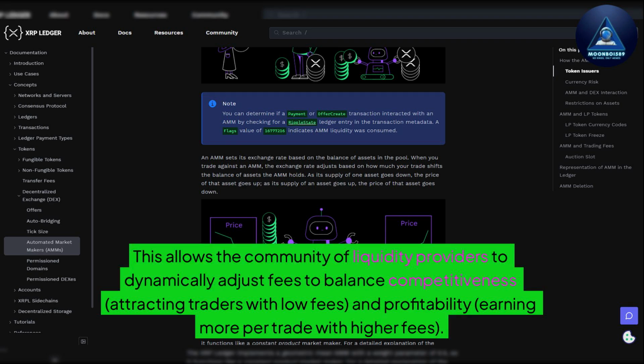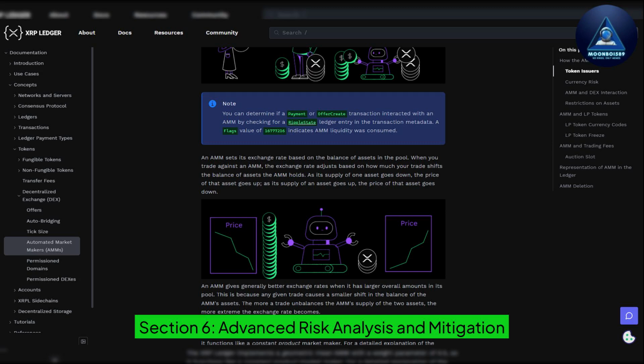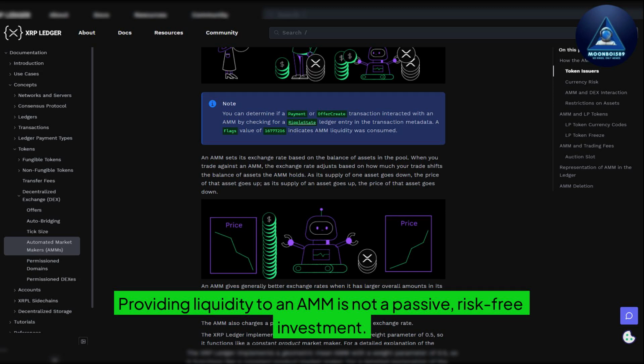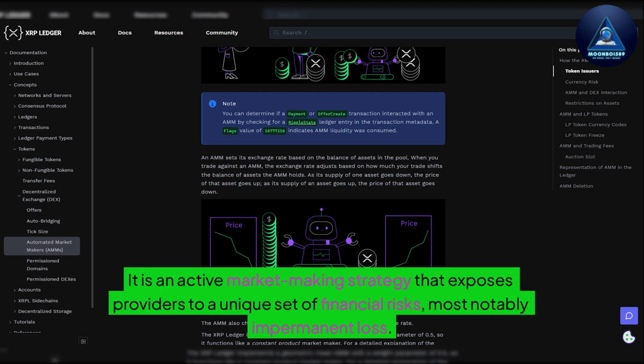Section 6: Advanced Risk Analysis and Mitigation. Providing liquidity to an AMM is not a passive, risk-free investment. It is an active market-making strategy that exposes providers to a unique set of financial risks, most notably impermanent loss. A sophisticated participant must understand these risks in depth and be aware of the mechanisms, both beneficial and potentially centralizing, that the XRPL AMM employs to manage them.